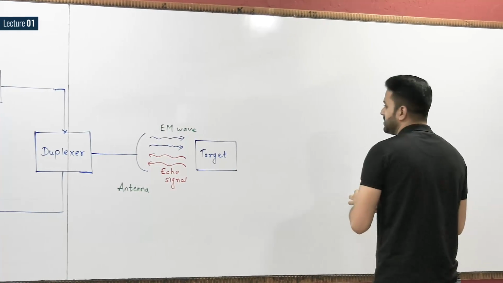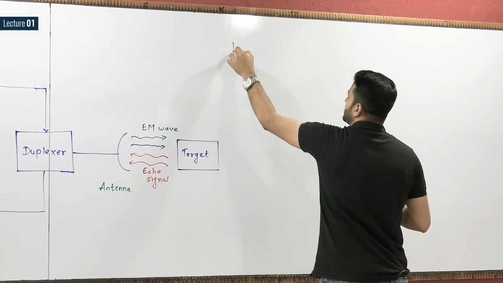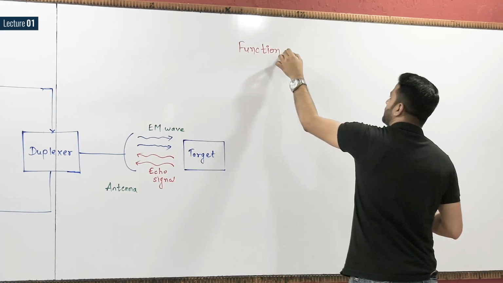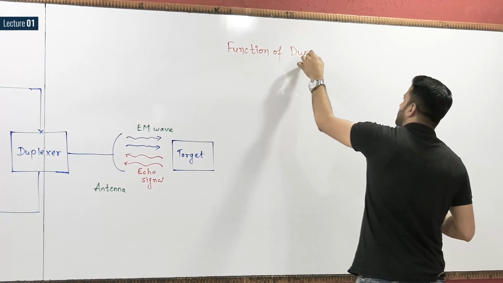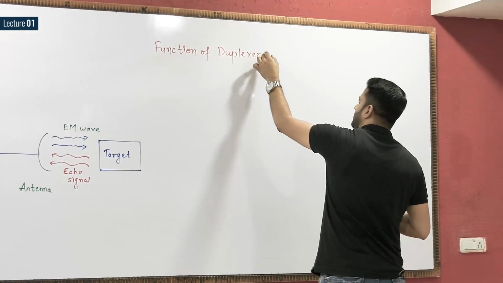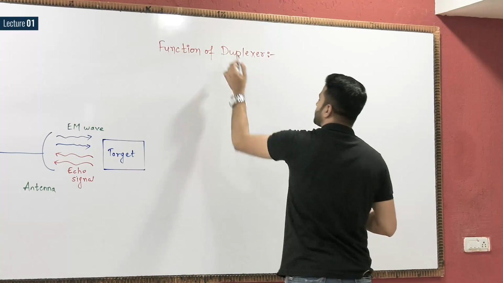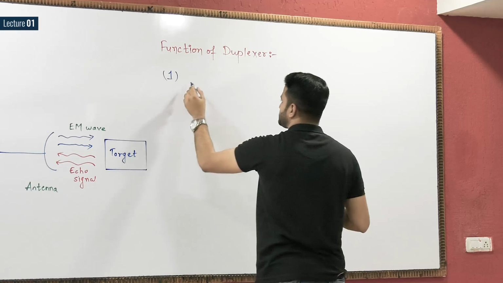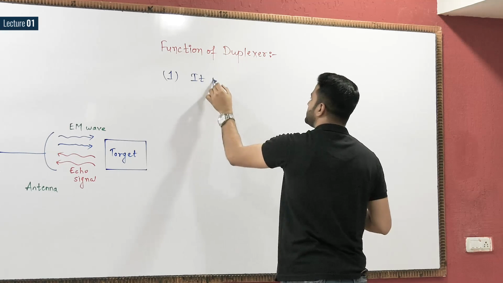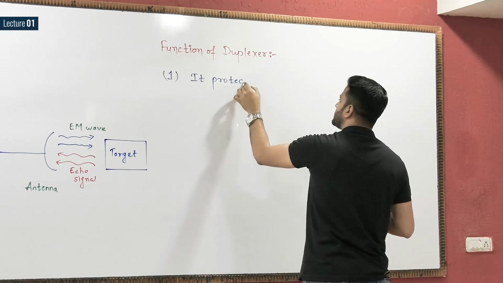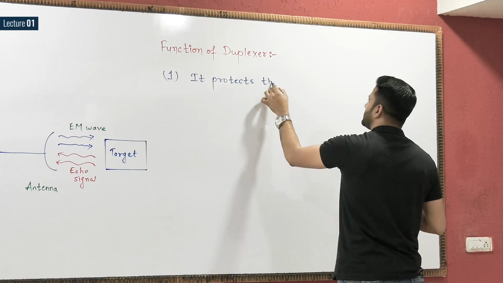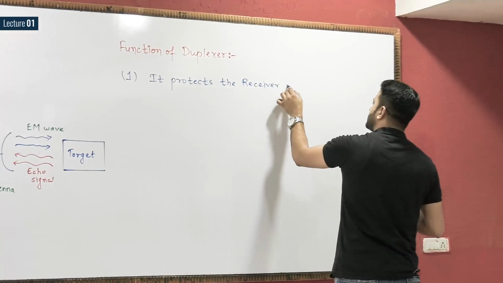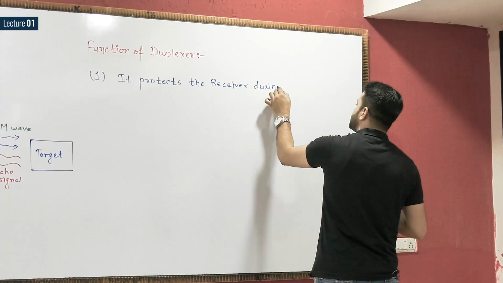So what is the function of the duplexer? The function of the duplexer is, first, it protects the receiver during high power transmission.